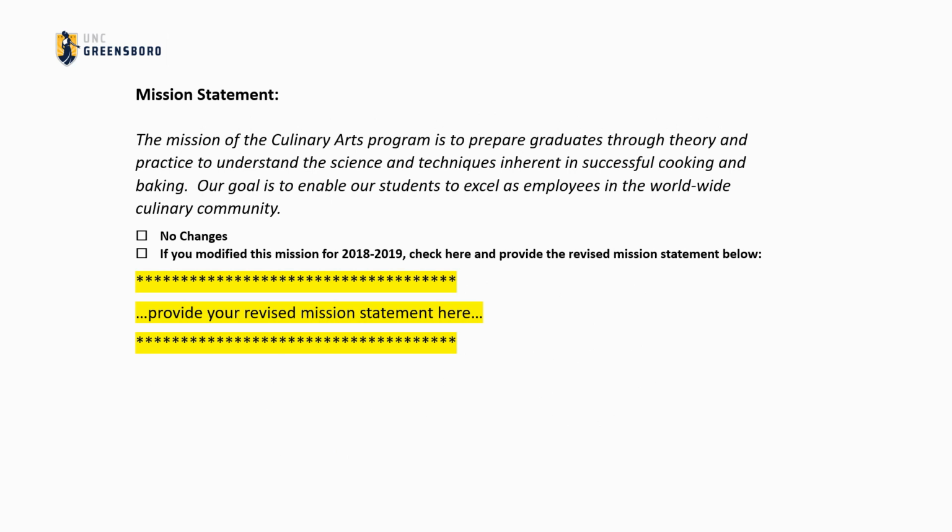Your program's mission statement is the first item that may need attention. If the mission statement will remain in place as is, simply check the box next to No Changes. If the mission of the program is changed, check the box next to "If you modified this mission" and enter the revised mission in the editable text area.